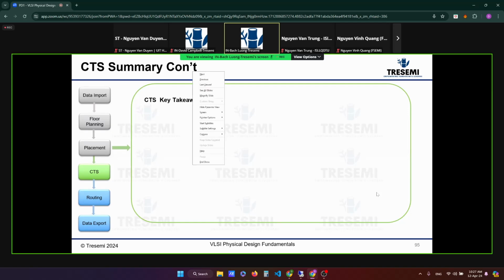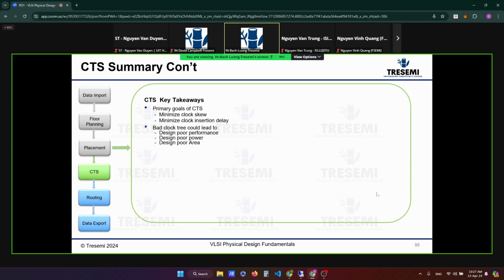The primary goal of CTS is to minimize clock tree, minimize clock skew, minimize clock insertion delay. A bad clock tree could lead to poor design performance, poor power, poor area, and I think we went over those already. The reason why it could lead to poor performance, poor power, and poor area.